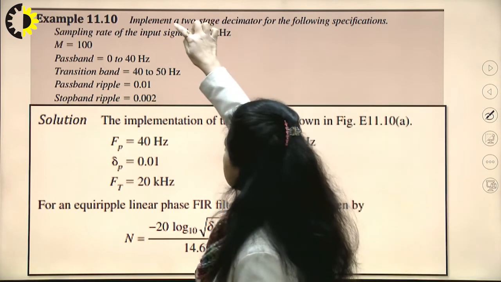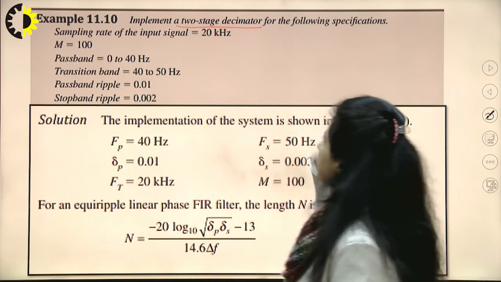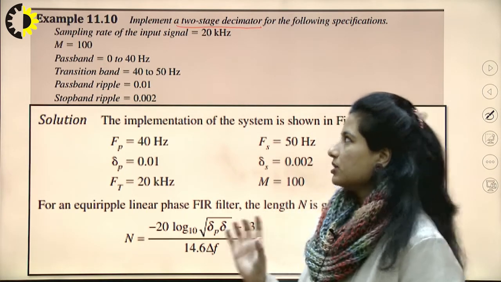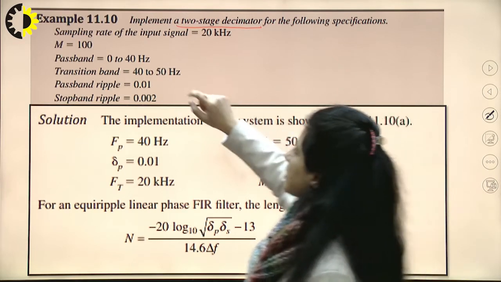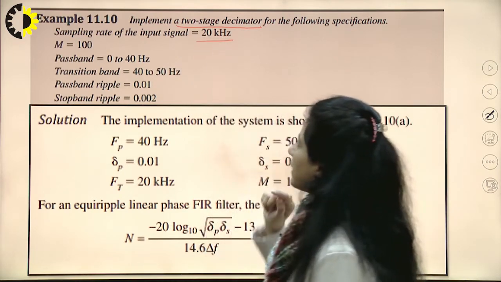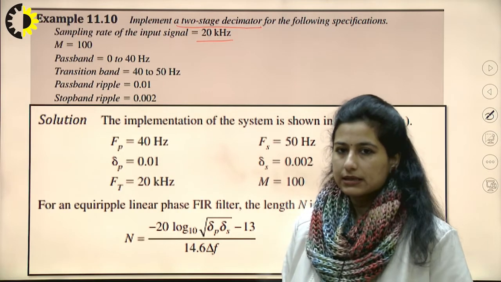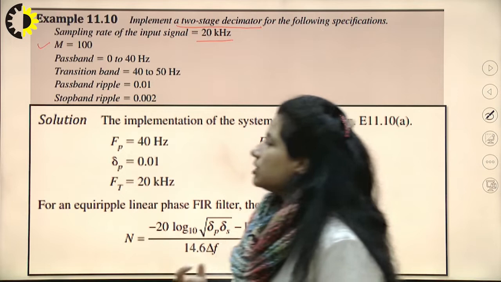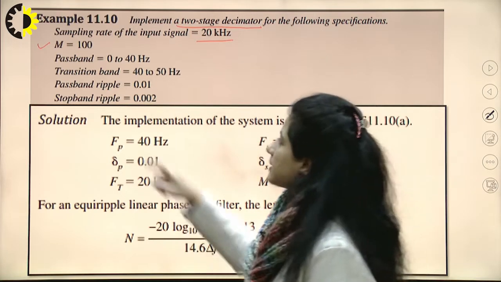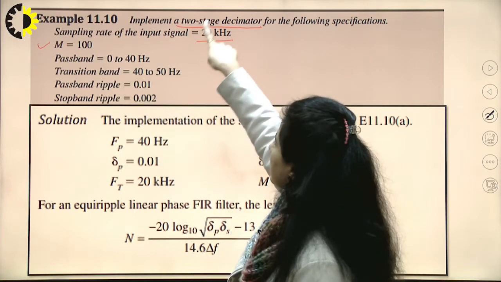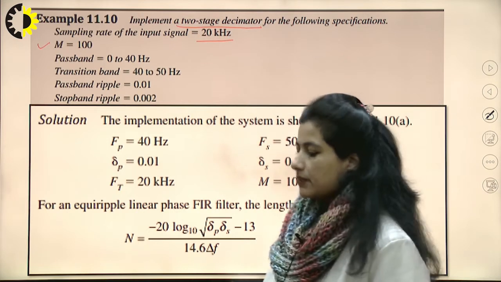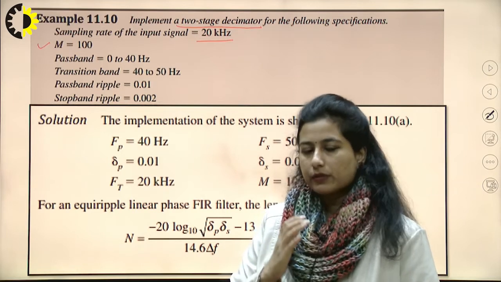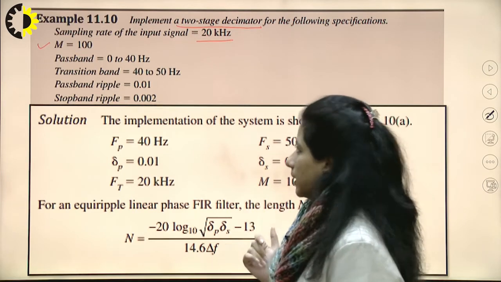Here we have been asked to design a two-stage decimator. So the cascaded system would be done in two stages in series. The specifications are: the sampling rate of the input signal is given to be 20 kilohertz. The M by which I need to decimate my signal is 100. That means from this 20k sampling frequency, I have to choose every 100th sample, and all the samples from 0 to 99 have to be discarded.